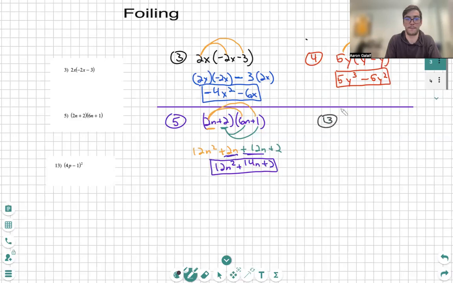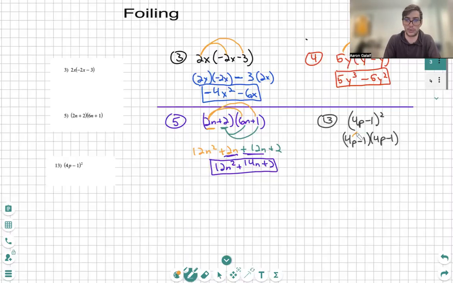13. We see 4p minus 1 squared. Well, what does anything squared mean? It means I need to multiply that same thing to itself again. So I need to rewrite this as 4p minus 1 times 4p minus 1. And then from there, we will be able to get a correct answer.